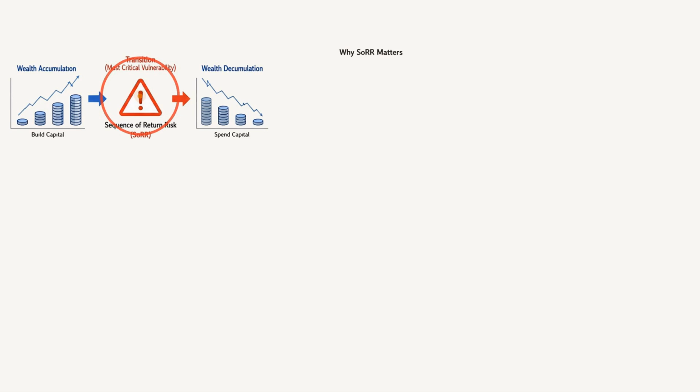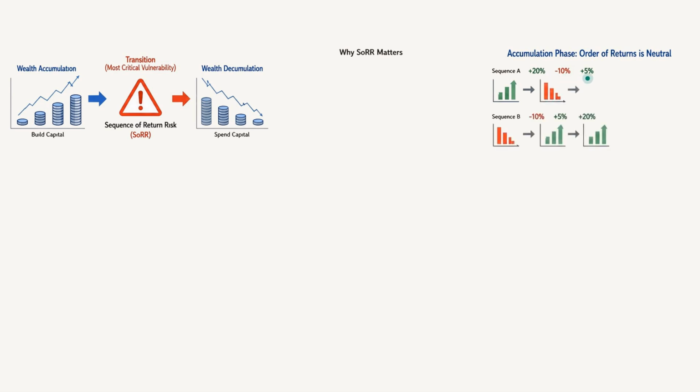When you are simply saving and building wealth, market volatility can actually be a structural advantage, letting you buy assets at lower prices. During this phase, the order of returns is mathematically neutral. Whether you experience positive 20%, followed by a 10% loss, then a 5% gain, or if you start with a 10% loss early on, the commutative property of multiplication guarantees you end up with the exact same terminal wealth, assuming you aren't pulling money out.